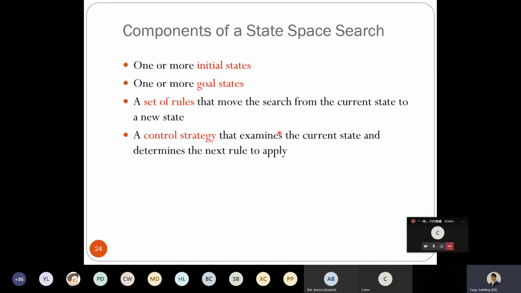Okay, what is called the state-based approach? The state-based approach consists of the initial state as well as the goal state. Let me show you an example.